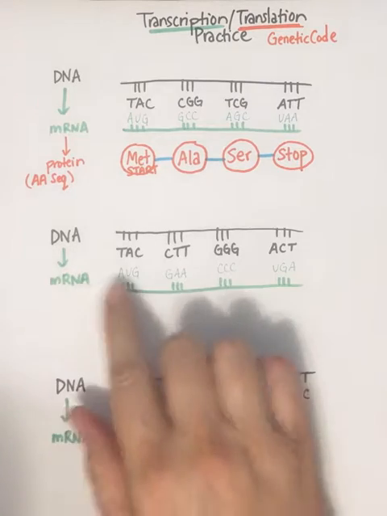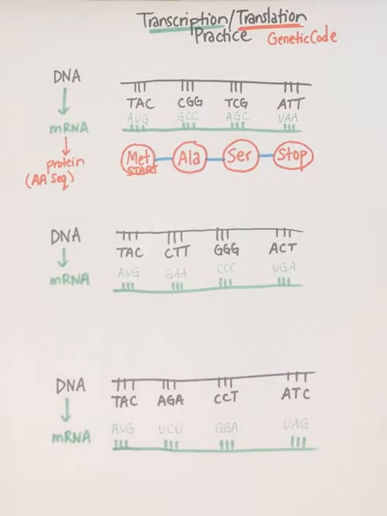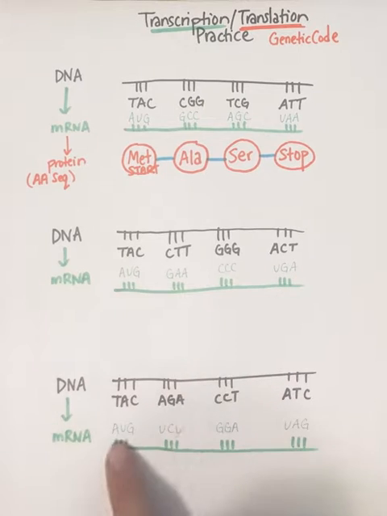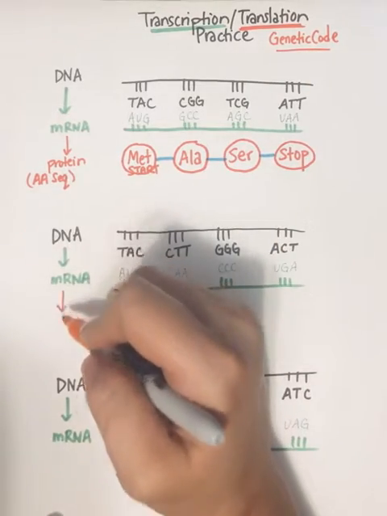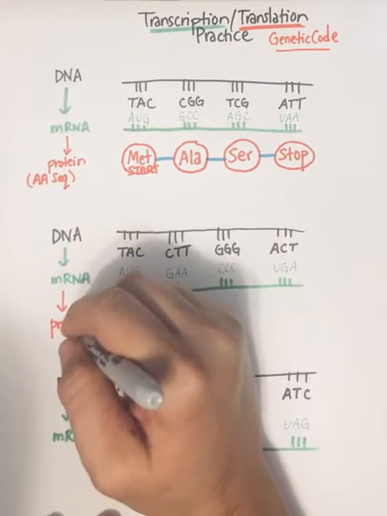So I've figured out all of my codons for mRNA. Always double check to make sure that you do not have any T's. Now, you're going to use the genetic code to figure out your amino acid sequence, which is going to form your protein.